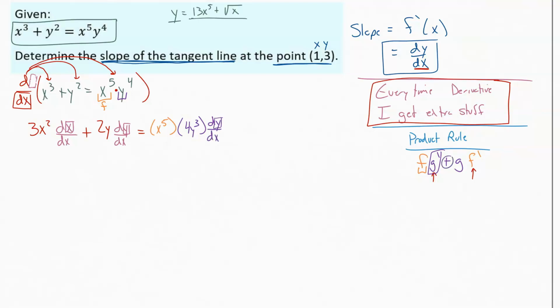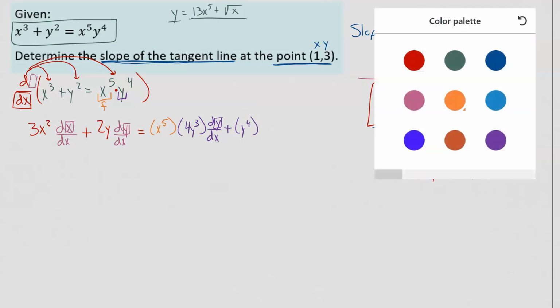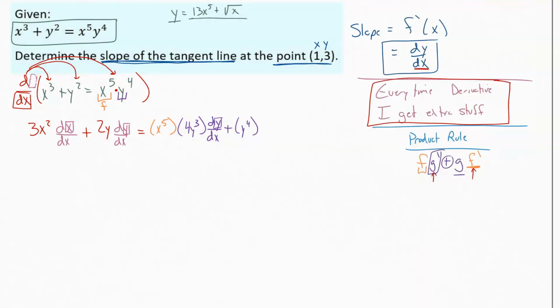Then we get plus, from our rule, go grab the g piece. So that's y to the 4th. And then we're going to multiply that by f prime, the derivative of f. So we're taking the derivative of x to the 5th, following the power rule. That's 5x to the 4th. Took the derivative of an x, so we get a dx over dx, filling that box in right there.